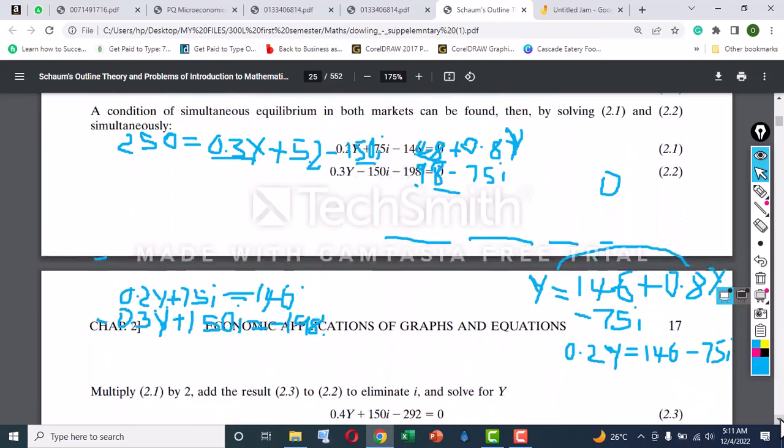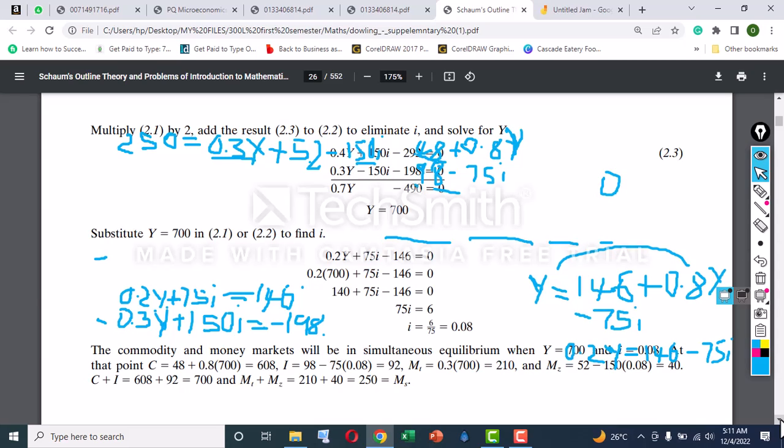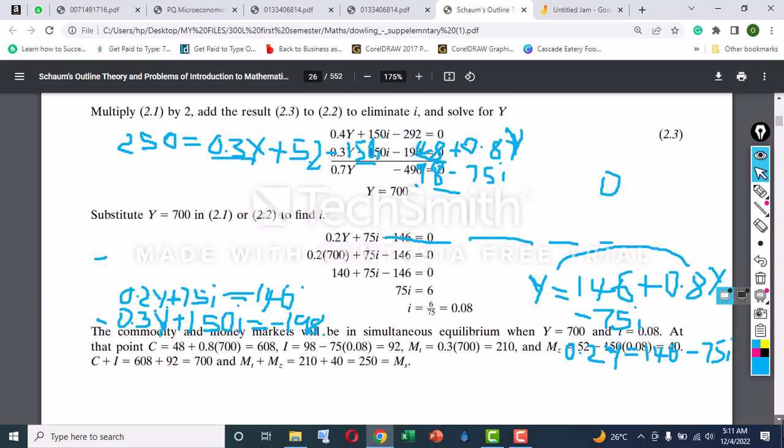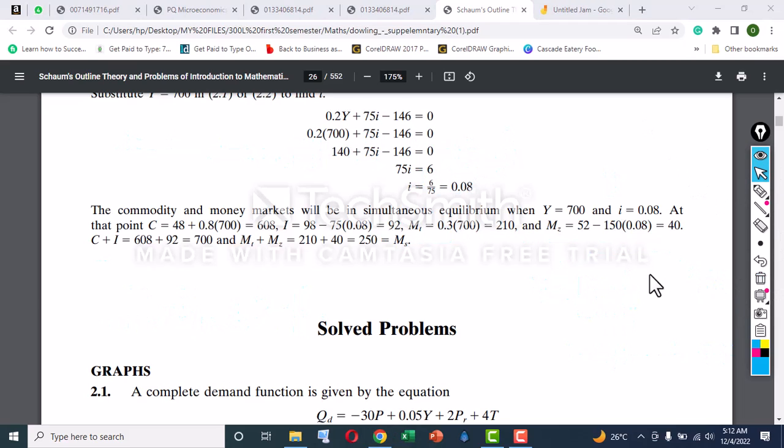So let's see what they have here. They are also checking their steps. In case you don't know how to do simultaneous equations, you can quickly check it out in any material you may have access to. They are not hard. So we have our i as 0.08 and our Y as 700. Let me clear this. So this is our Y, 700, and our i, 0.08. If you solve your simultaneous equations rightly, you will also get 700 and 0.08.